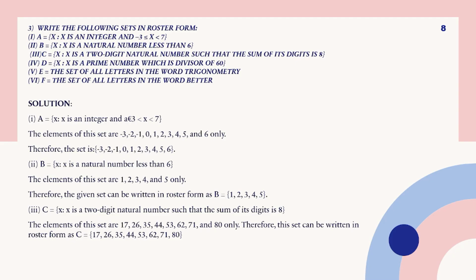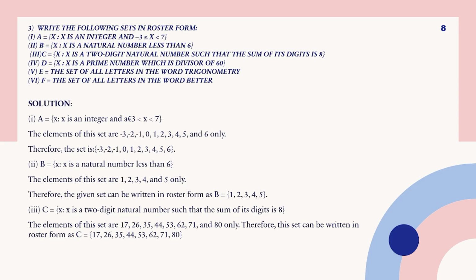Now, let's start the third question. Write the following sets in roster form. Roster form, as we previously discussed, is the set represented in curly braces and separated by commas. Now they have given the set as {x : x is an integer and x is greater than or equal to minus 3 but less than 7}. Now let's see the elements that are less than 7 but greater than or equal to minus 3: minus 3, minus 2, minus 1, 0, 1, 2, 3, 4, 5 and 6.